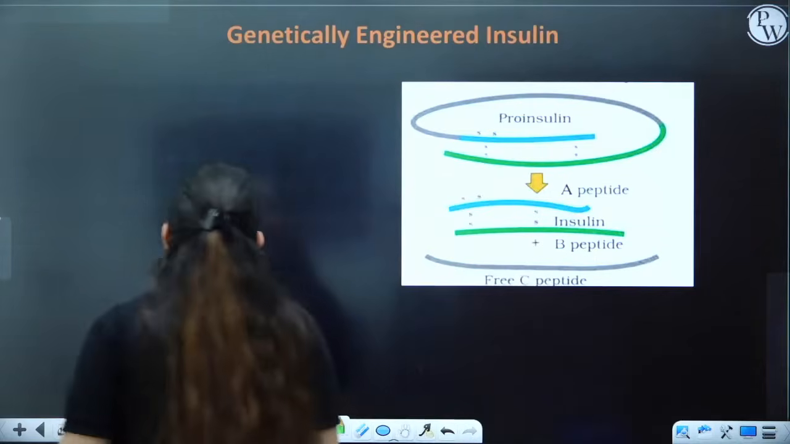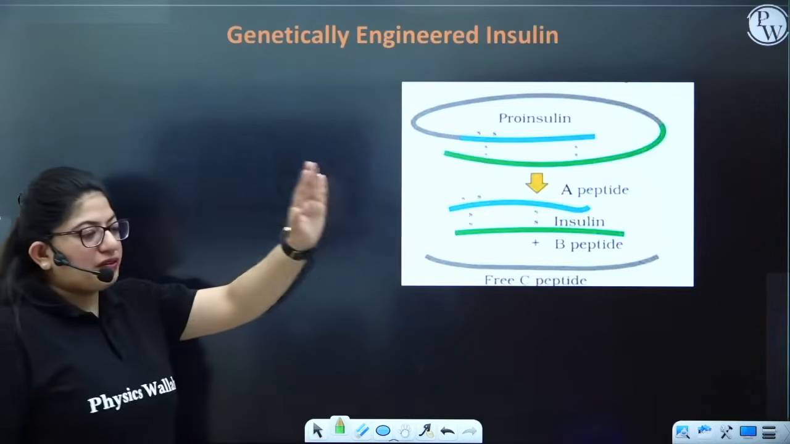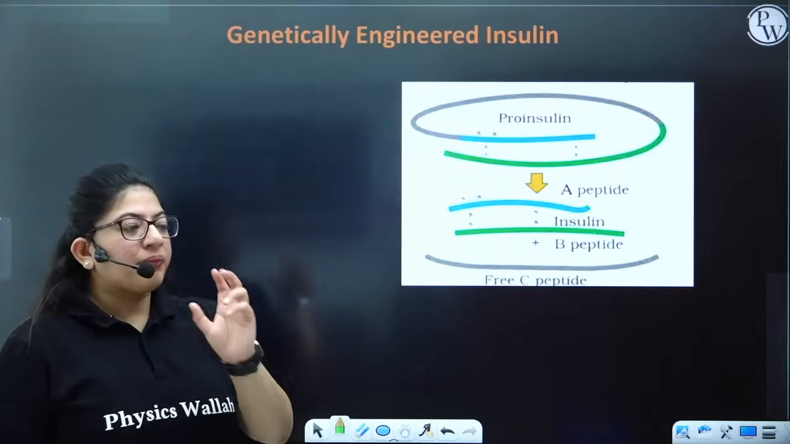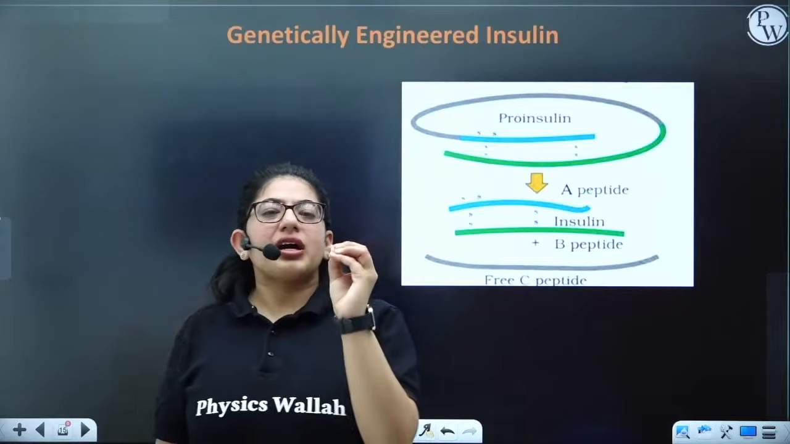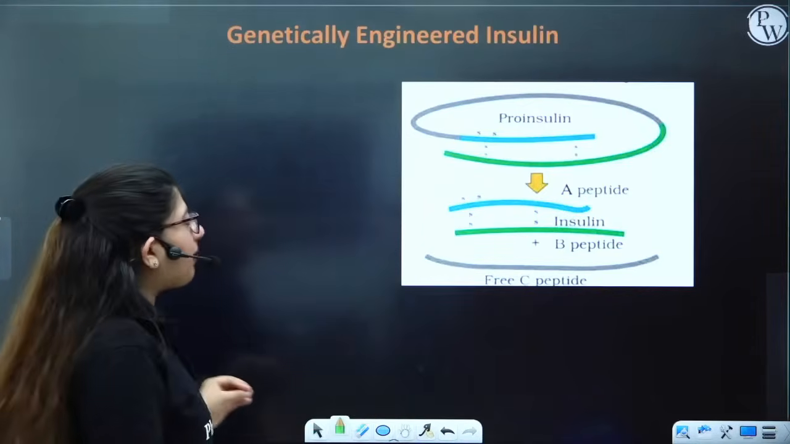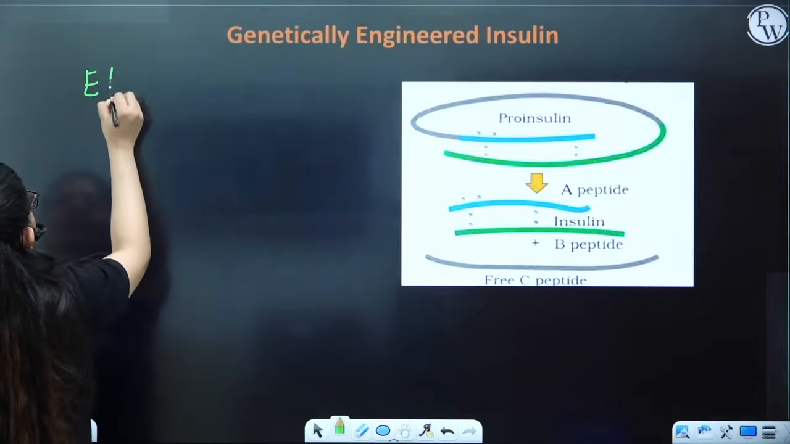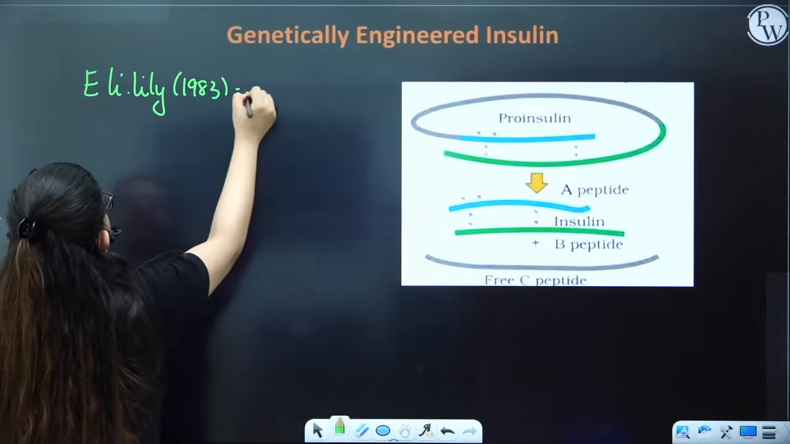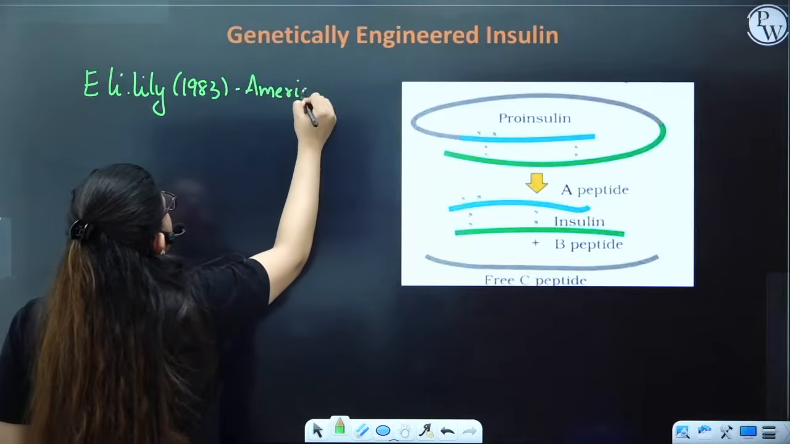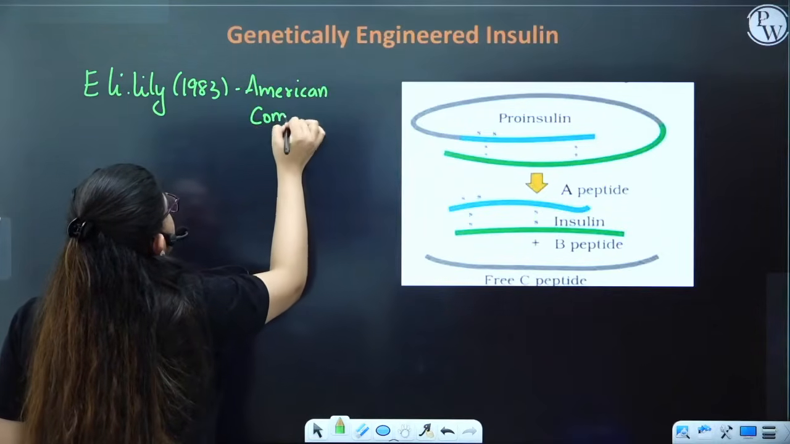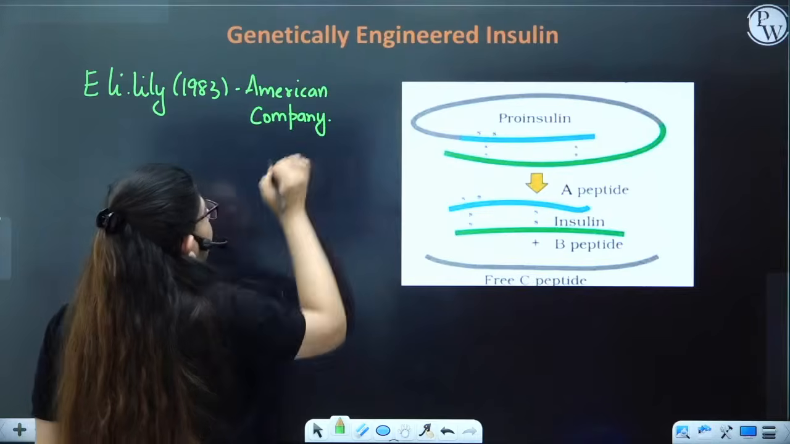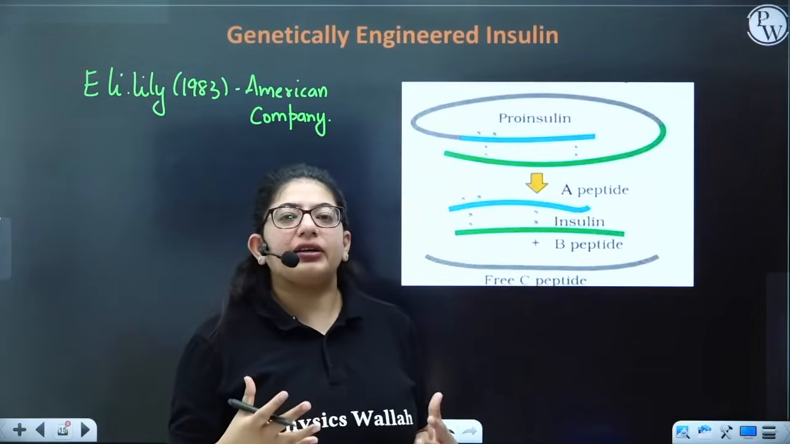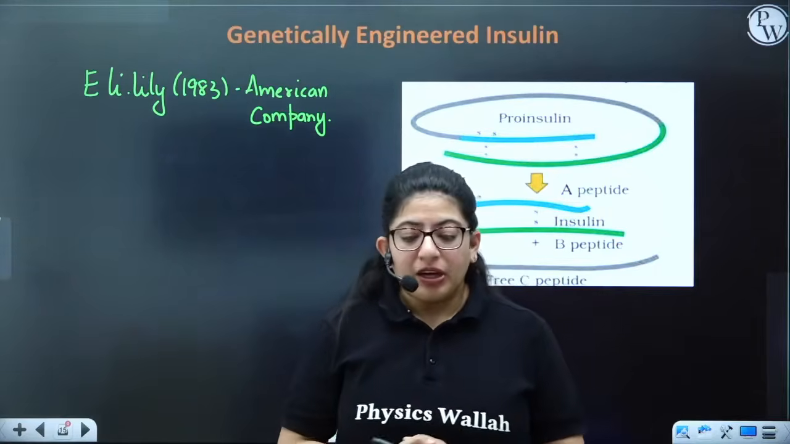So genetically engineered insulin was, first of all, produced by some scientists, which was Banting, I guess, right? And later on the industrial application was done by an American company, Eli Lilly. Eli Lilly in 1983, an American company, produced the insulin. Okay, so how did we produce it, and what is the need? First of all, I always start with the need. So what's the need?